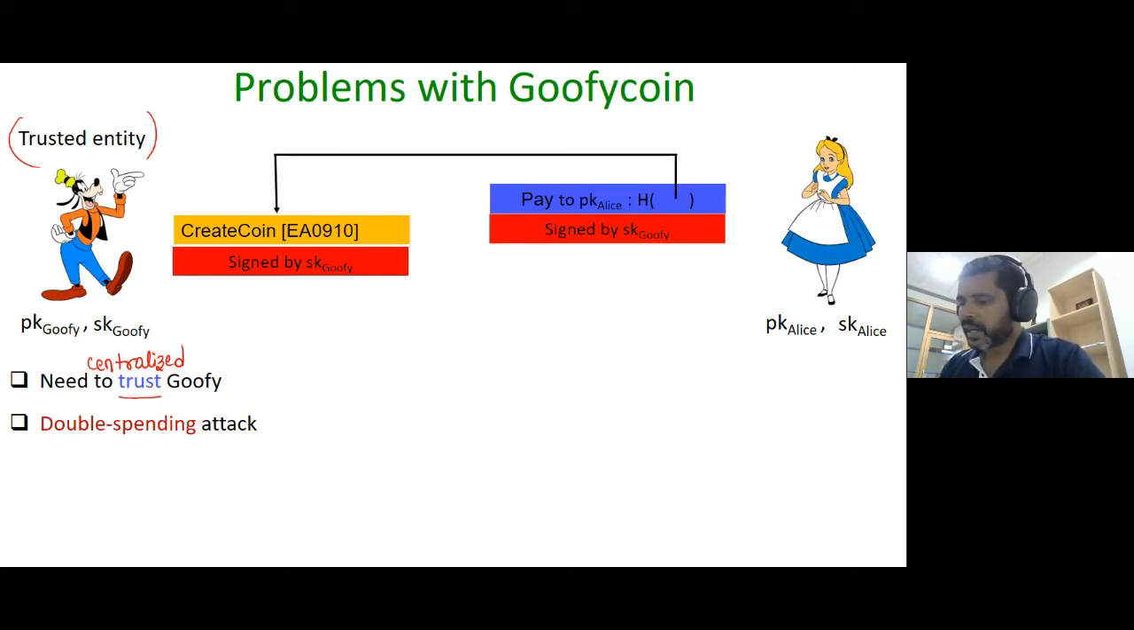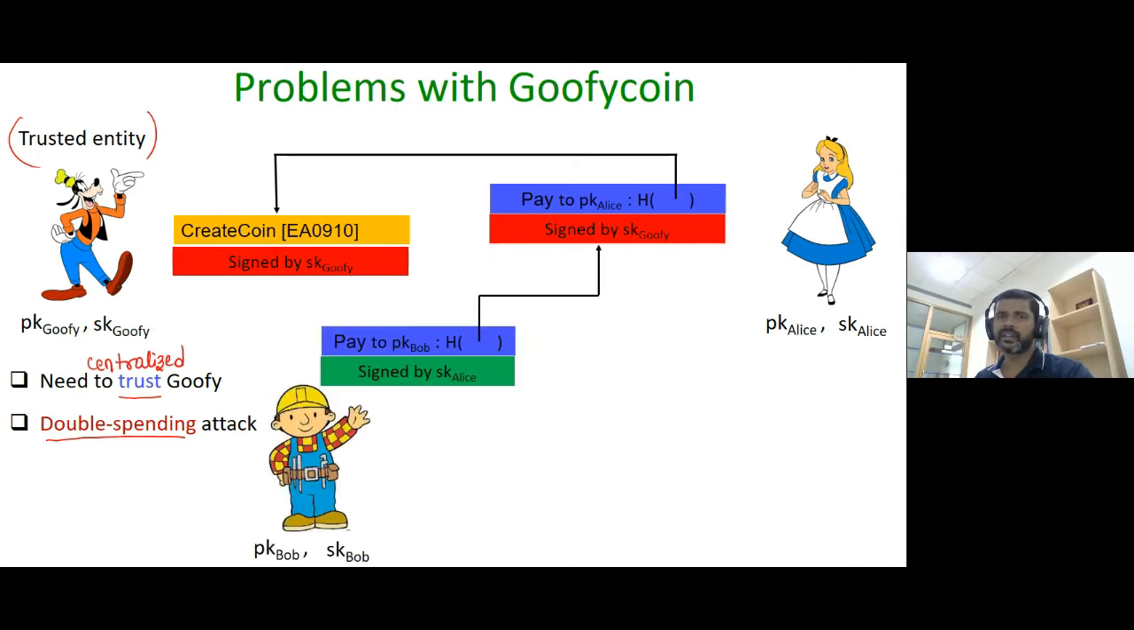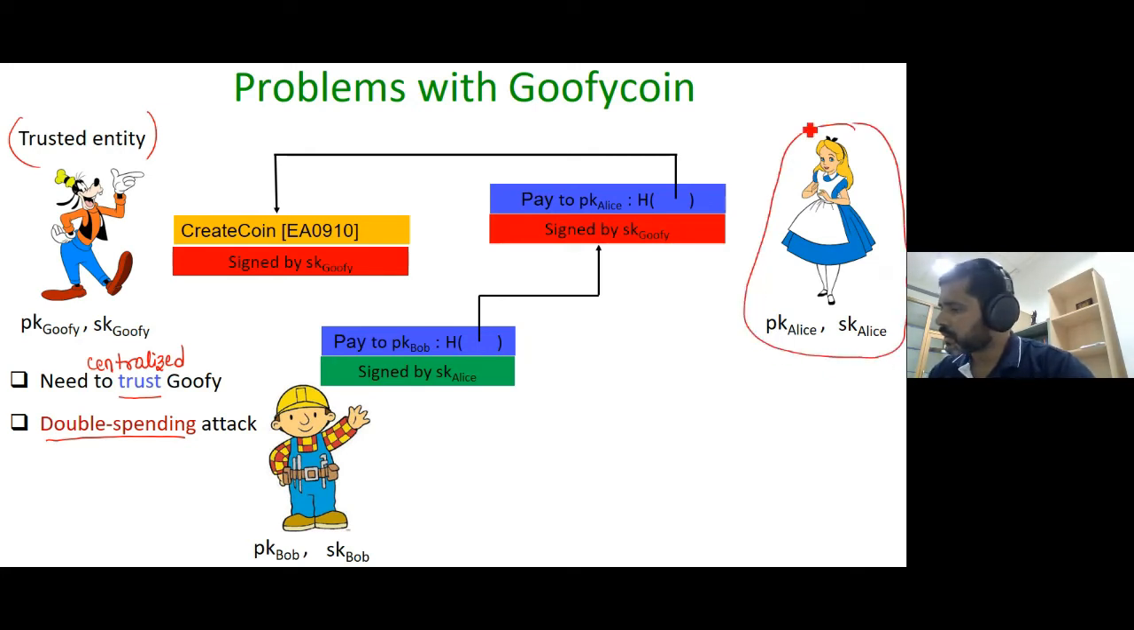The second problem is that it does not prevent double spending. That means it is quite possible for a bad entity who owns a coin to spend the same coin at multiple locations or with multiple merchants. So let's see how it can be done. So imagine Alice, she is the owner of a coin. She is the owner of the coin number EA0910. And suppose she spends the coin to Bob by issuing the check to Bob.